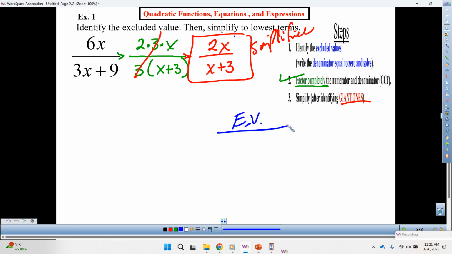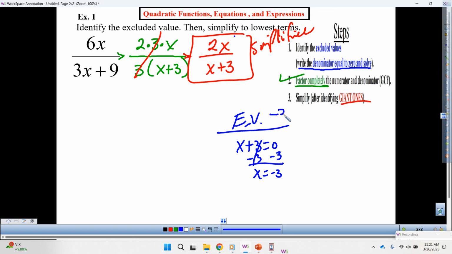I want you to write EV, or excluded value. What does it say? Write the denominator equal to 0 and solve. So what's the denominator? x plus 3 equal to 0. Let's solve. Minus 3, minus 3. x equals negative 3. So my excluded value is negative 3. Why is it excluded, Mr. Q? Because if I substitute negative 3 here, what is negative 3 plus 3? 0. Can we have a 0 in the denominator? No. All right? Send me your notes. Hold on.